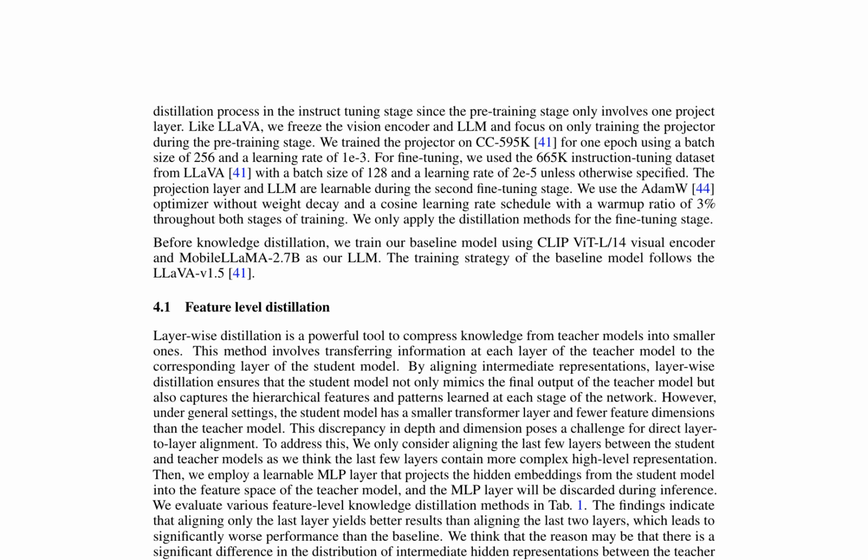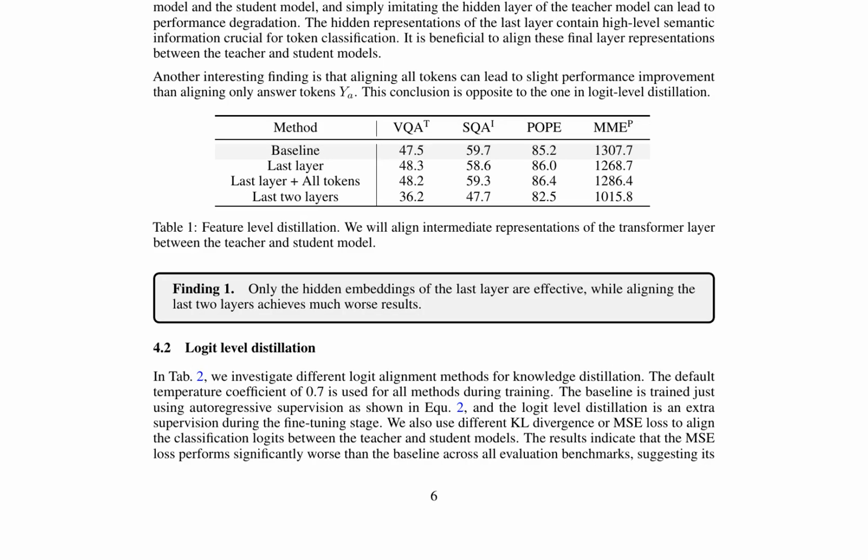They align intermediate representations at each layer of the teacher model to the corresponding layer of the student model. However, due to discrepancies in depth and dimension between the student and teacher models, they only consider aligning the last few layers. They employ a learnable MLP layer that projects the hidden embeddings from the student model into the feature space of the teacher model, which is discarded during inference.